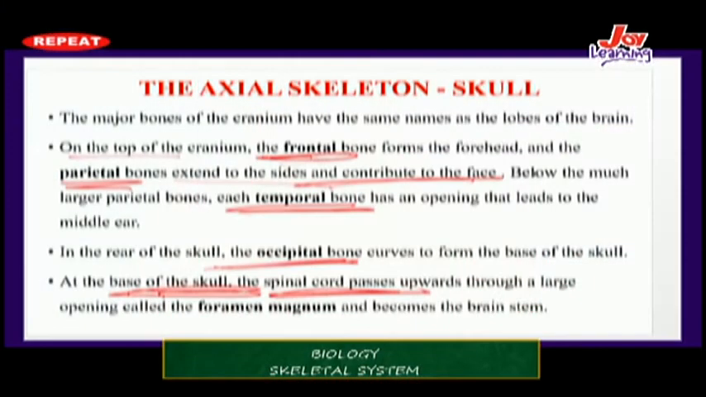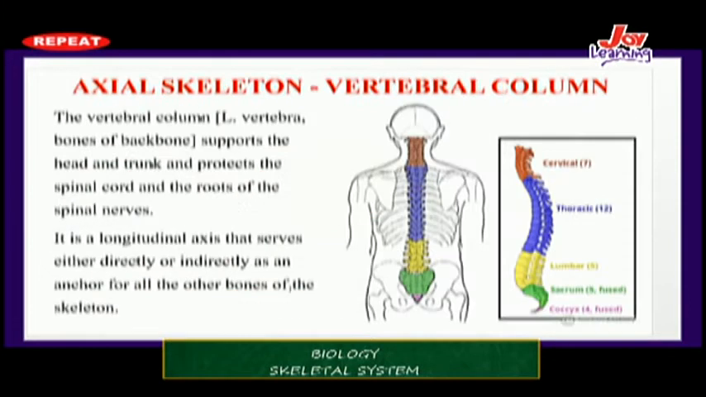So at the base of the skull, we have the spinal cord. Now, that spinal cord passes through what you call the foramen magnum. The foramen magnum is the opening through which the spinal cord passes into the skull. So the skull forms that cavity that the brain is contained in. So much for the skull.